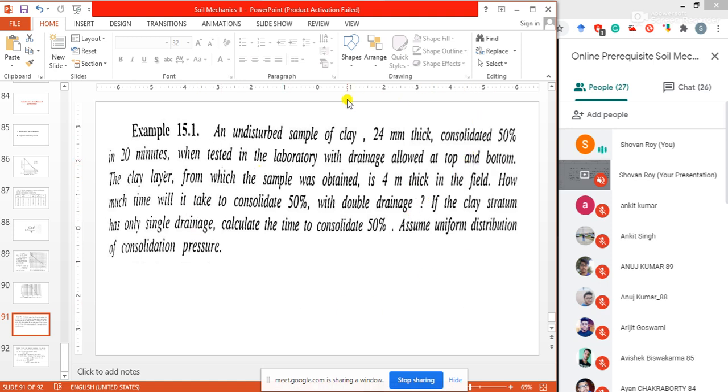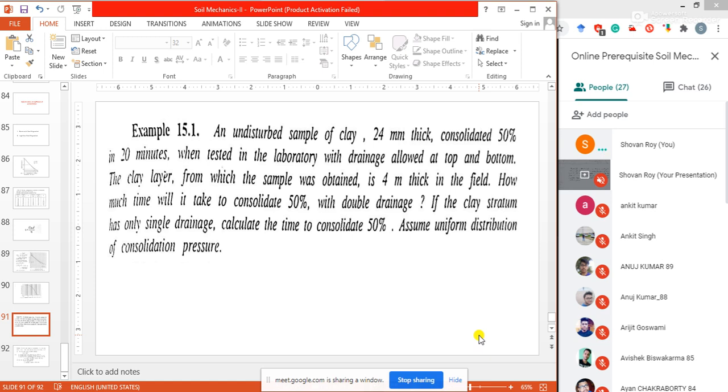When you are opening both the sides, you are allowing much more water to expel out from the sample in double drainage case. But in single drainage case you are allowing from one side only, so expelling of water from the soil sample is very low, so much more time is required in single drainage than double drainage. And assume uniform distribution of consolidation is special. Uniform distribution means you are putting uniform load to the sample.